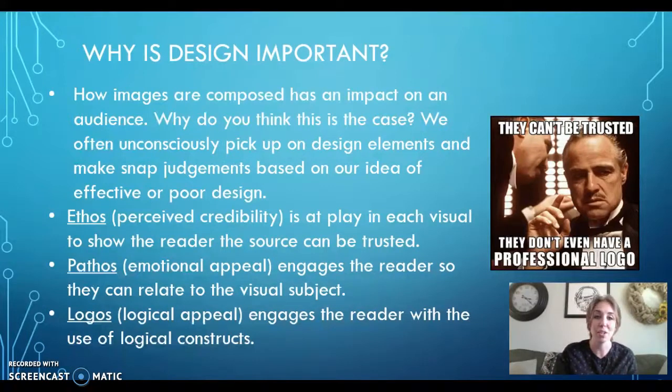Pathos is Aristotle's emotional appeal, and it engages the reader with the emotion so that they can relate to the visual subject. And logos is the logical appeal. It engages the reader with the use of logical construct, clear cause and effect relationships, or other logical links between ideas.